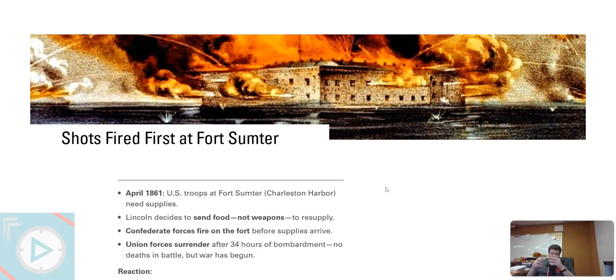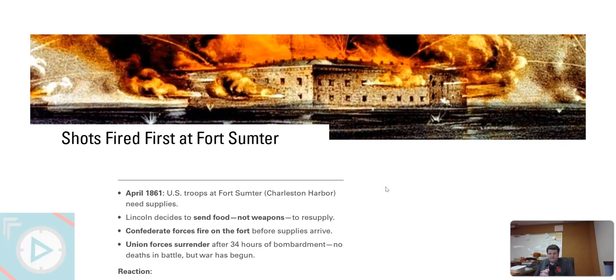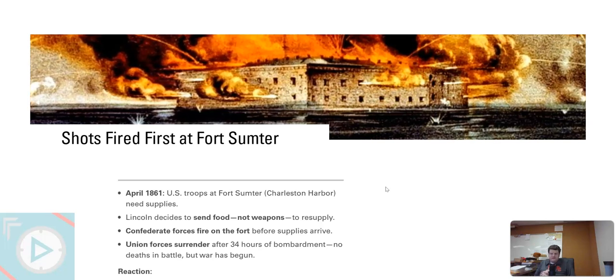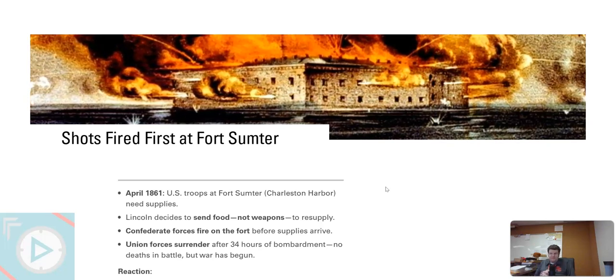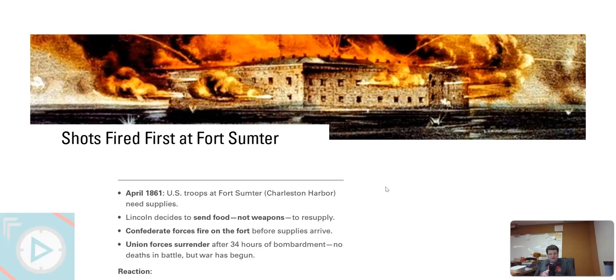We don't want to deal with this. We want this part of the United States, the Confederate States, out of the United States. They want it as a part of the Confederacy. And so they attack the fort. And in a heavy bombardment from the surrounding area, they force the Union to surrender after 34 hours of bombardment. Somehow nobody dies in this whole incident.